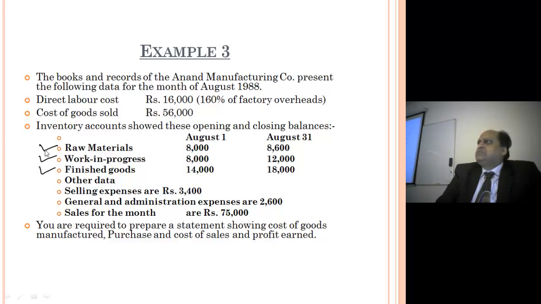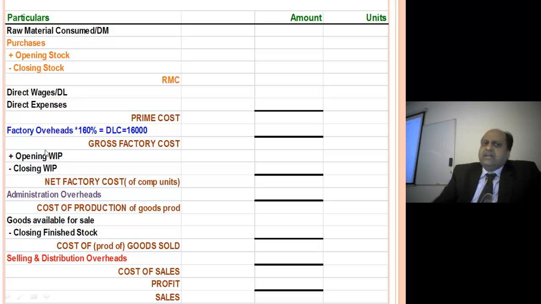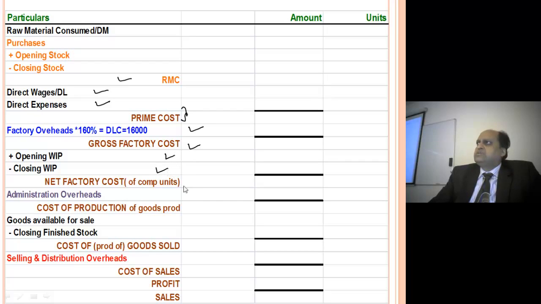So complete cost sheet means first the direct material, second the direct labor, third the direct expense. So direct material, direct labor, direct expense will make up for the prime cost. Then we need to add factory overheads to get gross factory cost. To the gross factory cost, we will add opening work in progress and deduct closing work in progress to obtain the figure of net factory cost.